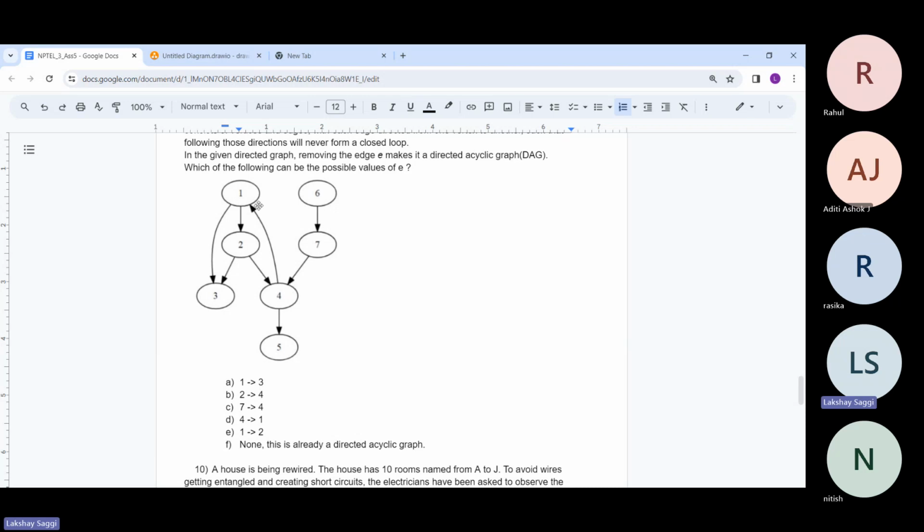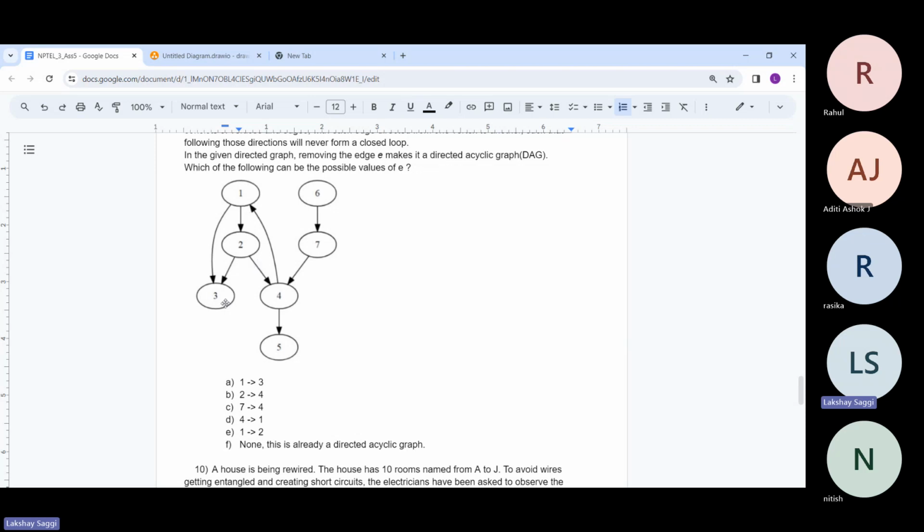Now to make this acyclic, what we can do is remove this 4 to 1 edge, and you can easily see that if we remove this 4 to 1 edge, the resulting graph becomes acyclic. But in the same manner, we can also remove instead this edge which goes from 2 to 4. If we remove this 2 to 4 edge, then also you'll see that the graph becomes acyclic.